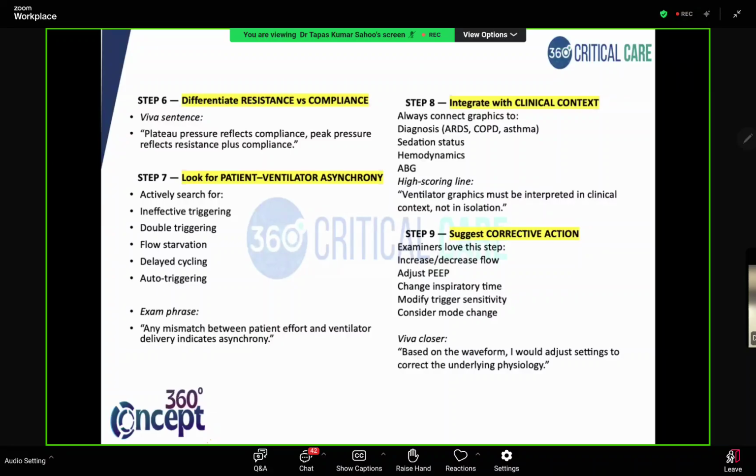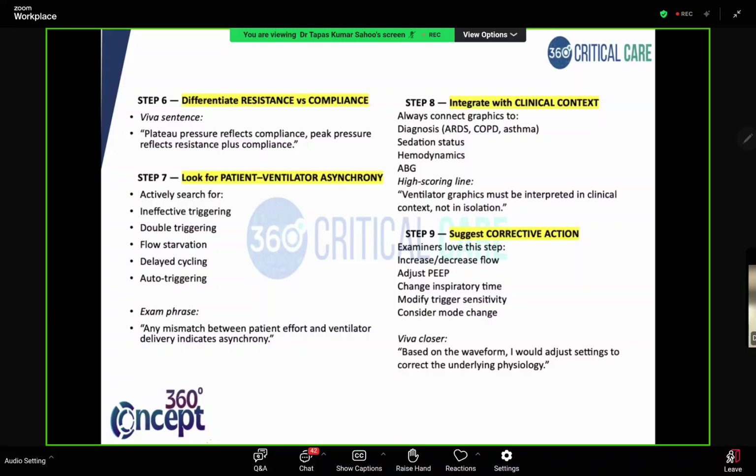Your movement of the head would convince the examiner that yes, this candidate has worked at the bedside and has done it, not only advised while the respiratory therapist or a senior doctor did it. So examiners love this step. That's why I have kept this word. Examiners love this step where you increase or decrease the flow, adjust the PEEP, change the inspiratory time, modify the trigger sensitivity, maybe from 40% you change to a threshold of 20%, or consider changing the mode. If you are not happy with volume control, you change it to PRVC, or you change to APRV. So the examiner would be biased that yes, this candidate is excellent.